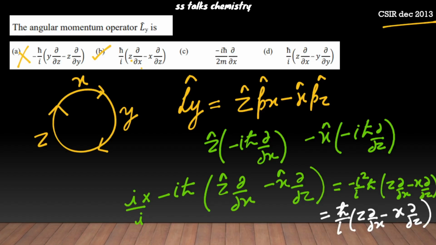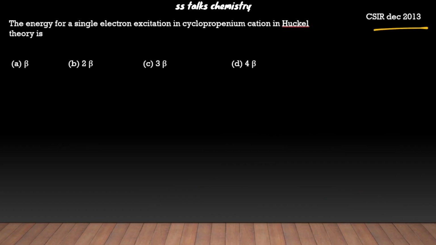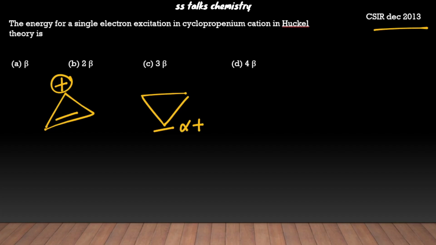Next, this question now. Again, December 2013. The question says energy for a single electron excitation in the cyclopropenium cation. So the cyclopropenium cation looks like this. The energy levels in this we have like this: alpha plus 2 beta and alpha minus beta. This is the one. Number of pi electrons in this? How many pi electrons? 2 pi electrons are there. So these 2 electrons will be present like this.